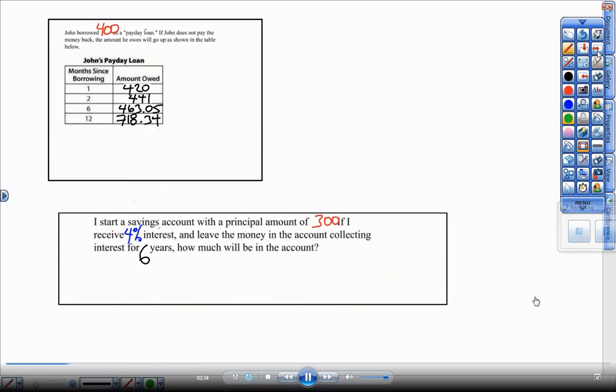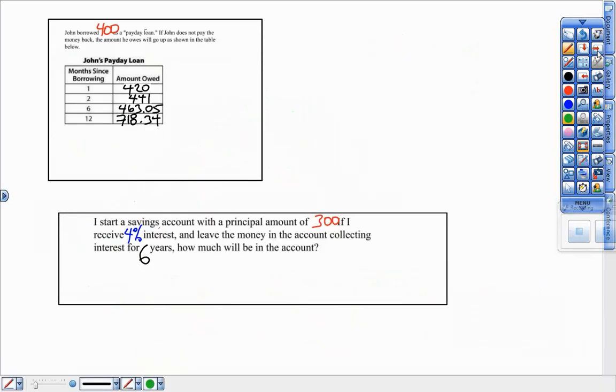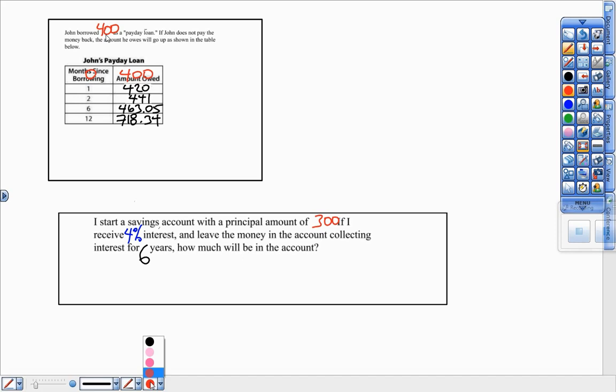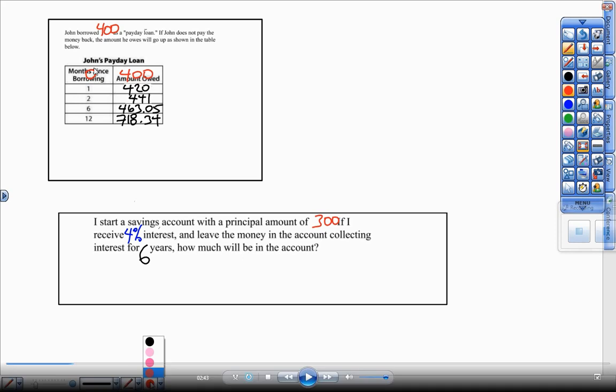The first word is practice. Practice. Alright, these interest problems, I would like you to realize that if you're borrowing $400, that is how much you owe right away. That is your 0 term. So before you start earning interest, of the money you've got to pay, this $400 is how much you owe right away.